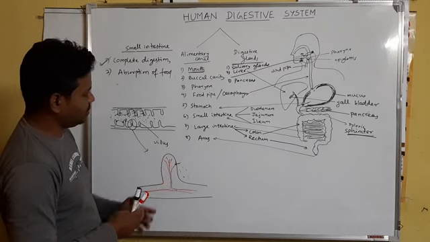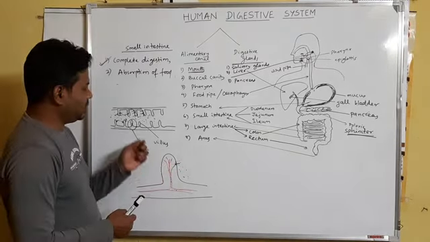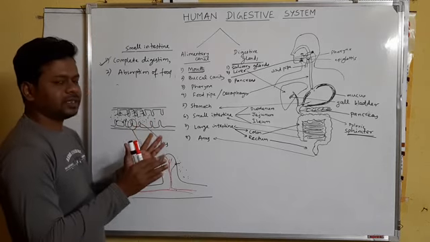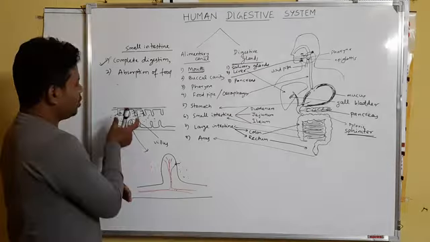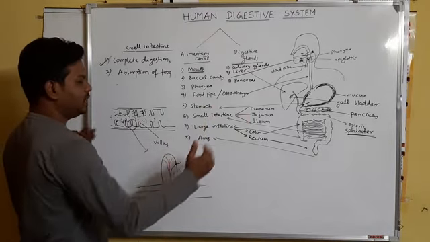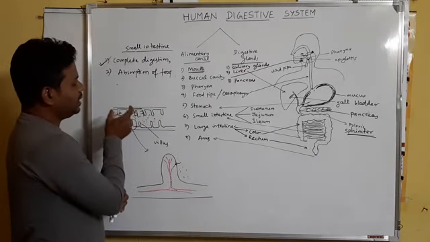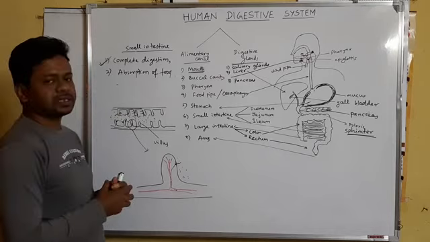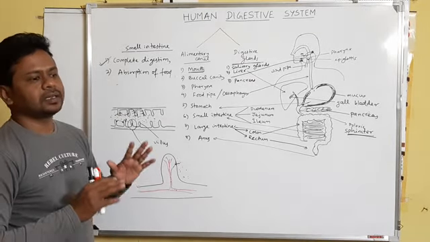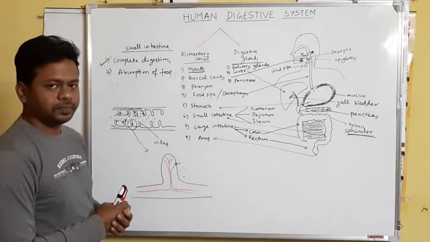The main function of the villus is that food absorption takes place in the villus wall, and due to the finger-like structure of the villus, the surface area for absorption of food becomes more. If there is more surface area, then more absorption will take place. That's why the main function of villi is that they increase the surface area for absorption of food.